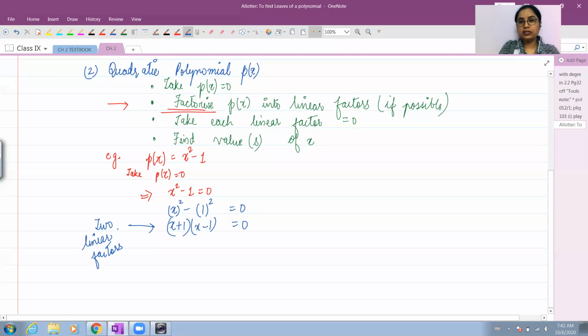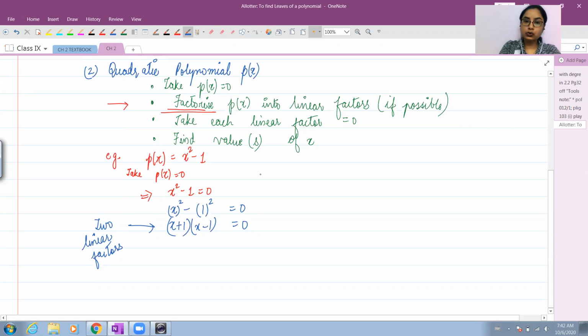And what do we mean when we say two linear factors? There are two algebraic expressions, jinka agar hum product find kare to hume hamara original polynomial mil jayega. That is what factors are. Second thing, both of these factors are linear. Their degree is 1. And then we have the final step, to take each of these factors equal to 0. From there, we will find out the values of x.